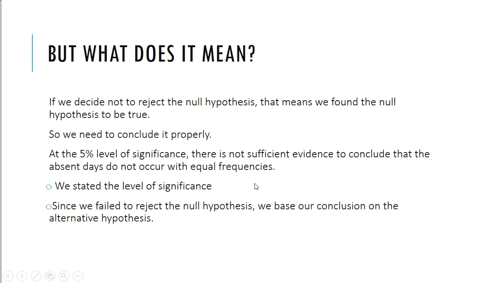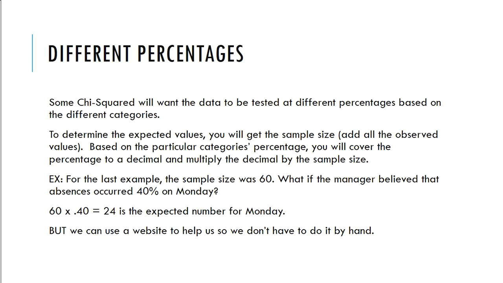So when you conclude it in statistical speak, as we call it, at the 5% level of significance, there is not sufficient evidence to conclude absent days did not occur with equal frequencies. So all I'm saying is there is not sufficient evidence to support the alternative hypothesis. That's all I'm doing. And I know it's kind of confusing. And over time, it'll start to make sense.